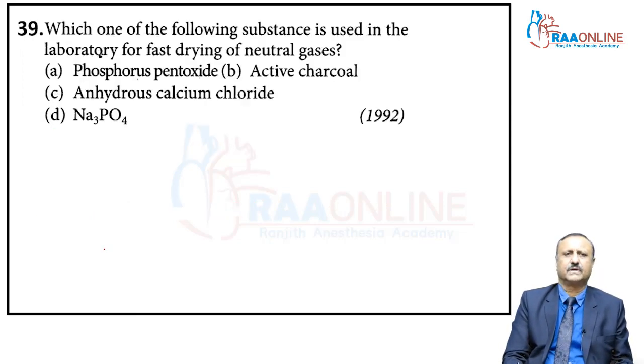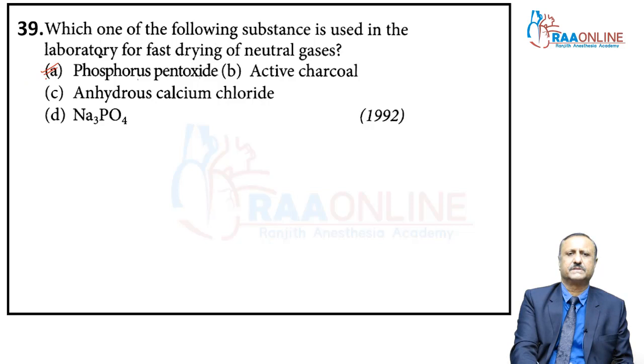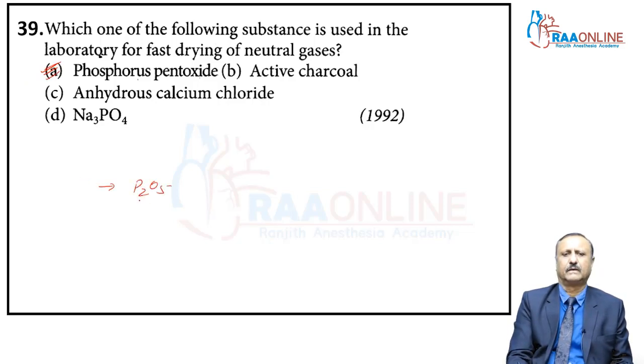Now my dear students, question number 39. Which one of the following substances is used in the laboratory for fast drying of neutral gases? Here it is a simple question which is asked in our theory, and the answer is phosphorus pentoxide, that means P2O5. P2O5 is always used as a drying agent or drying reagent in your laboratory.